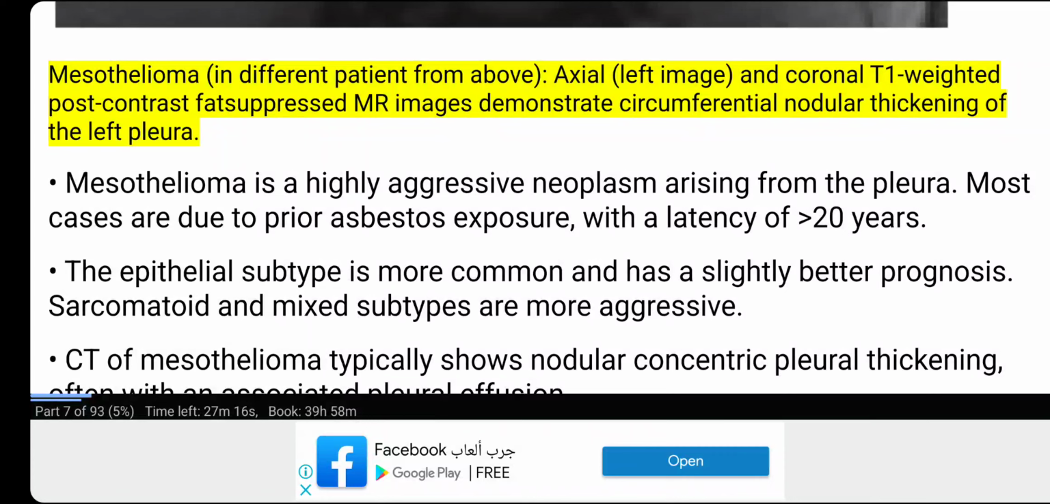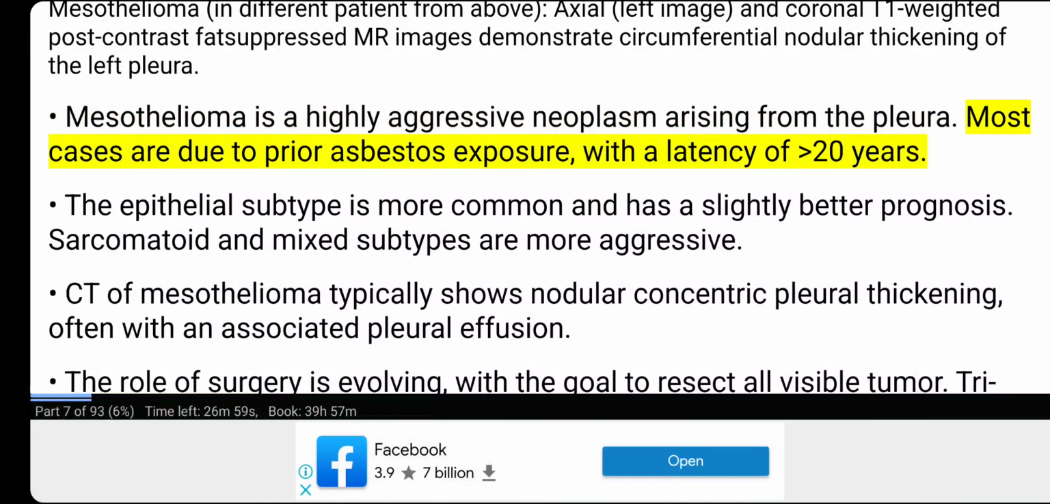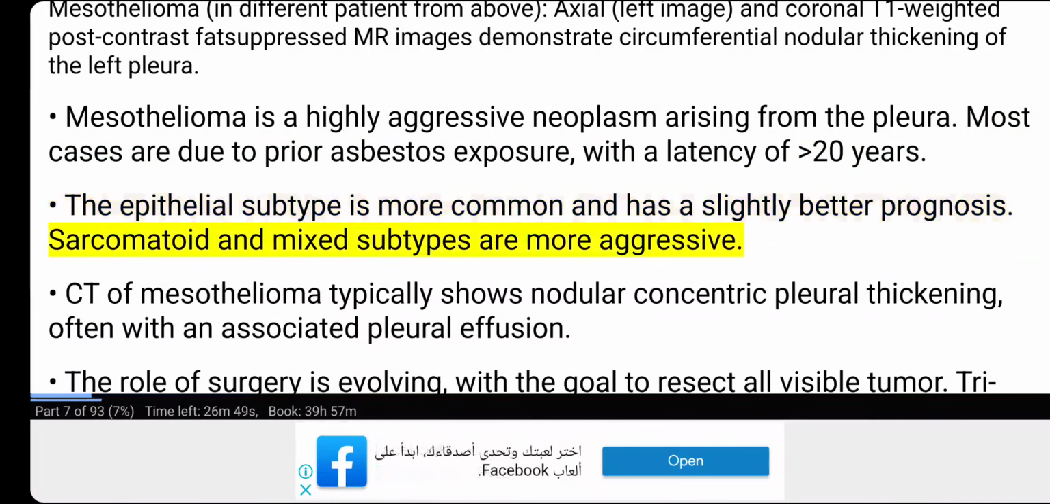of the left pleura. Mesothelioma is a highly aggressive neoplasm arising from the pleura. Most cases are due to prior asbestos exposure, with a latency of greater than 20 years. The epithelial subtype is more common and has a slightly better prognosis. Sarcomatoid and mixed subtypes are more aggressive.